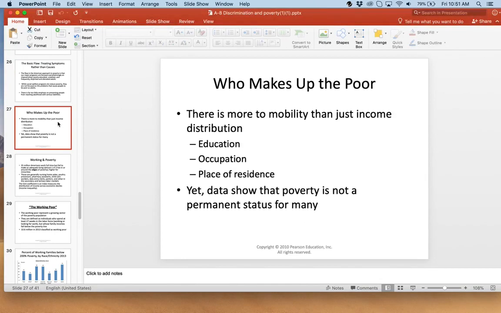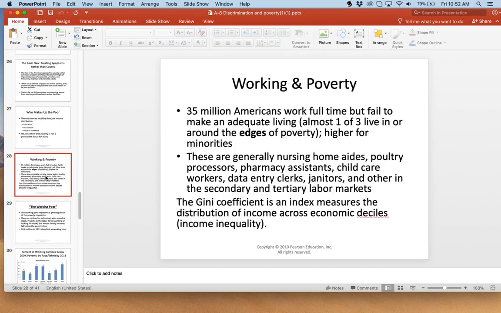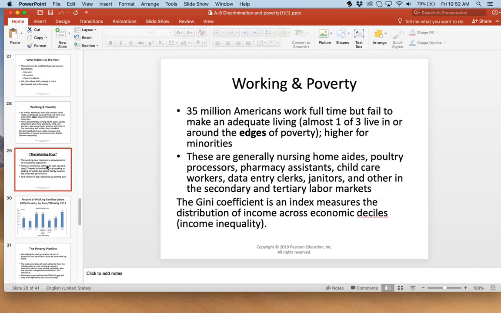The book also discusses who makes up the poor. Right? The poor are those who have limited education, occupation, place of residence. But we know that poverty can be fixed. It's not a permanent state. Read more about that as you revise. Working and poverty. Some of these are self-explanatory. We know how many people in America are poor. The book explains a little bit more about that.